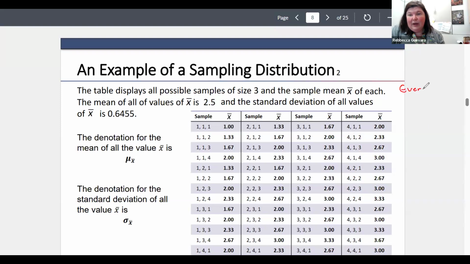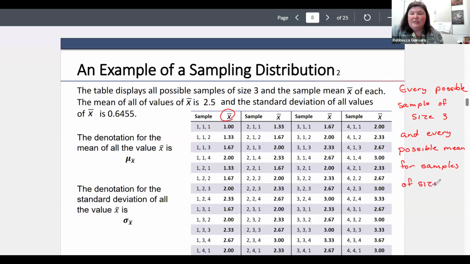So we have every possible sample of size 3. And then we find all the means. And we have every possible mean for samples of size 3. So what we're doing here is a simulation because in the real world, if we collect several samples, we probably won't collect every possible sample that is in existence, but we can try to get as close as we can.